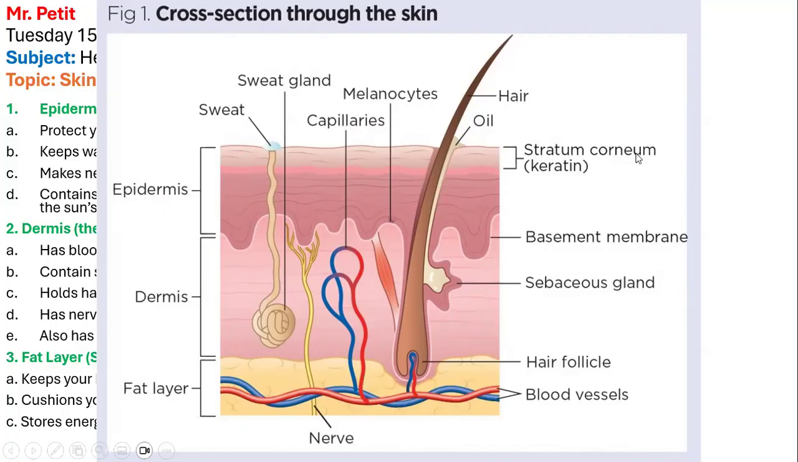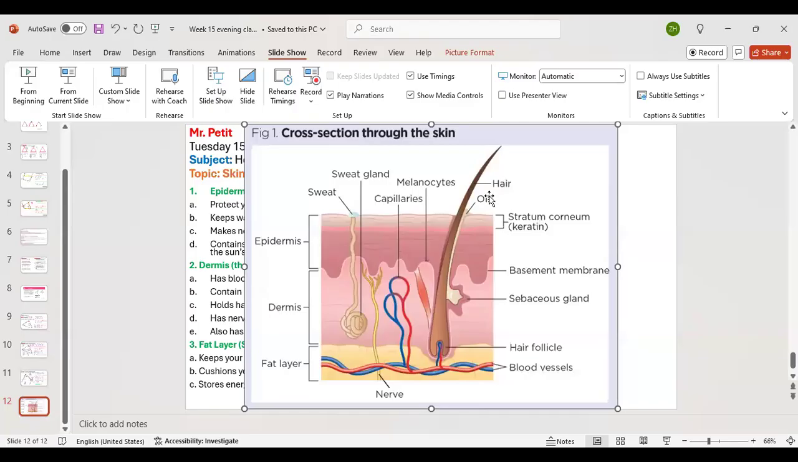What is that word? Keratin? Keratin? Oh yeah, right there. Where is it? This one? Oh yeah, keratin. That's true. I know what you're talking about.